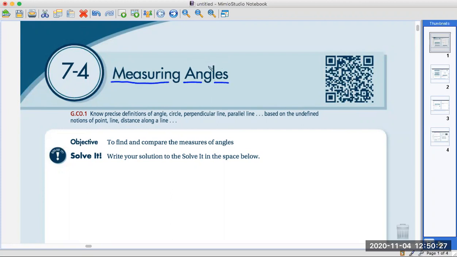Measuring angles. The symbol for angle is this sign. Notice this is less than, but this is angle. The way you can tell is that the bottom here is horizontal and this is not. So these are not the same.